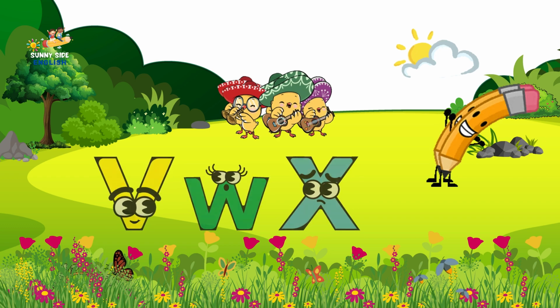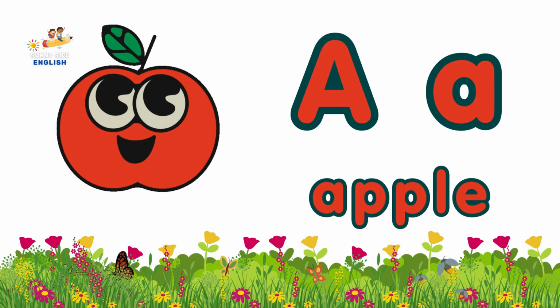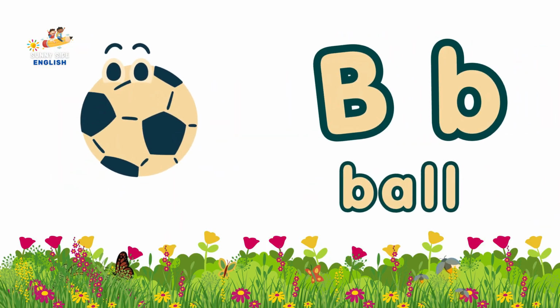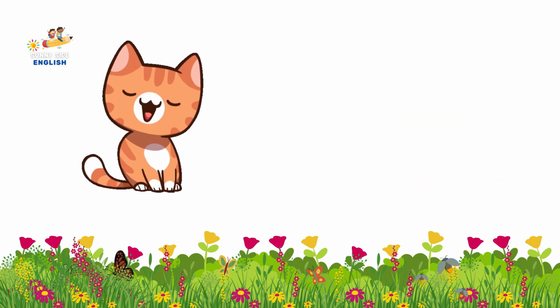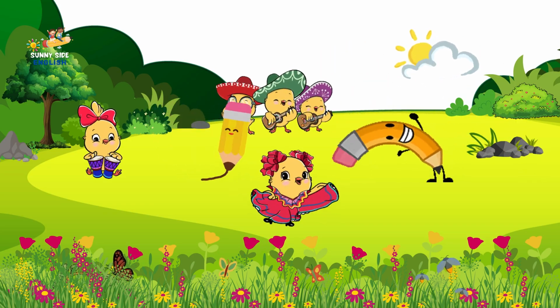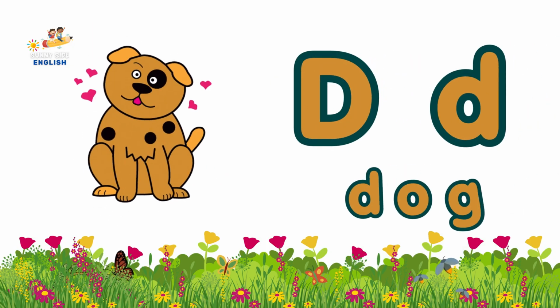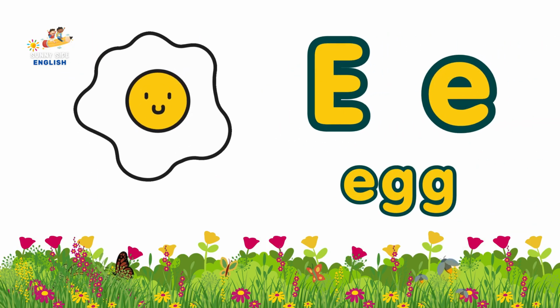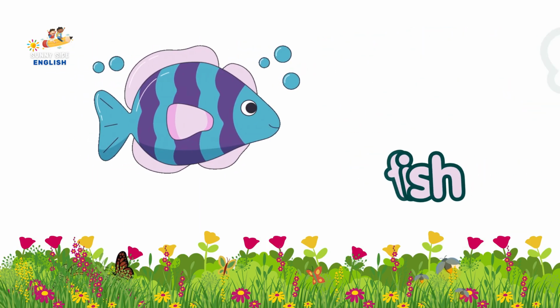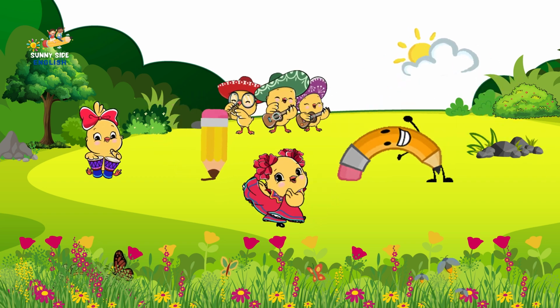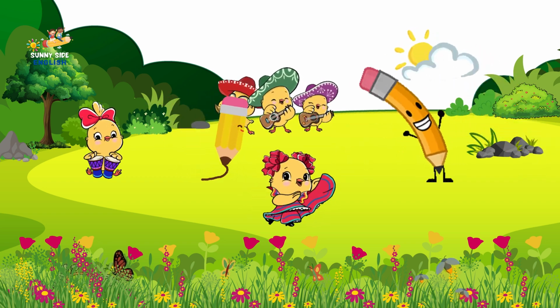Sing it loud, sing it free. A is for apple, B is for ball, C is for cat. We're learning it all. Sing it loud, sing it free. D is for dog, E is for egg, F is for fish. Keep moving ahead. Sing it loud, sing it free.